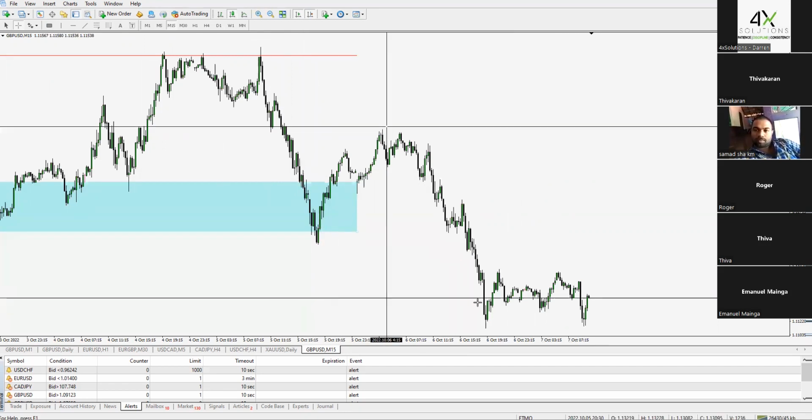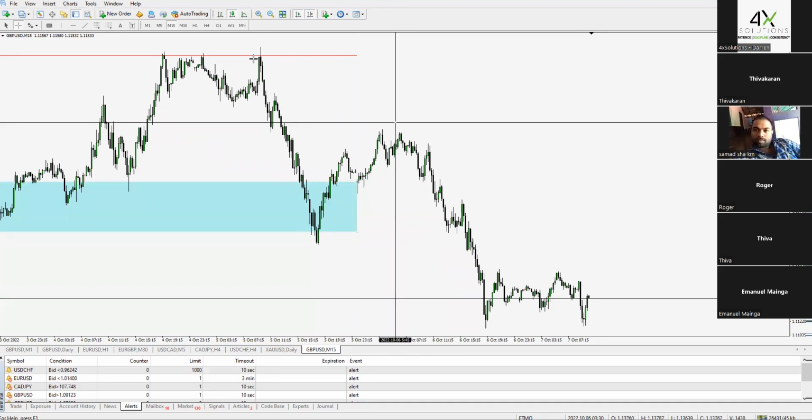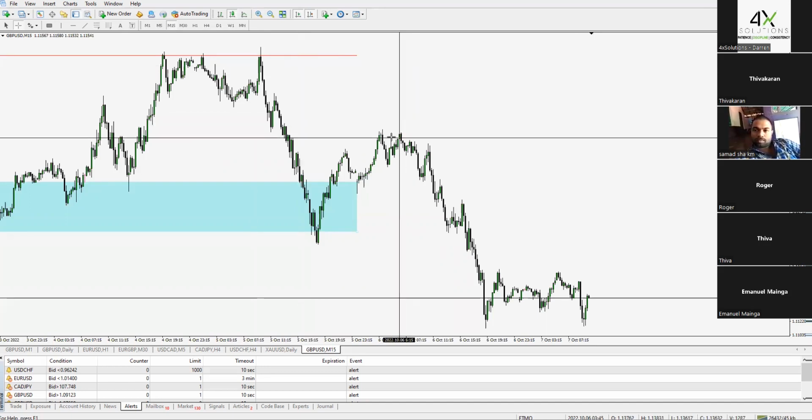You could have held a portion of the trade because the next day wouldn't have taken you out if you had entered up top here somewhere, because this didn't get close there. But you never know what trade is going to give you 100 pips, 50 pips, 1,000 pips, or whatever.